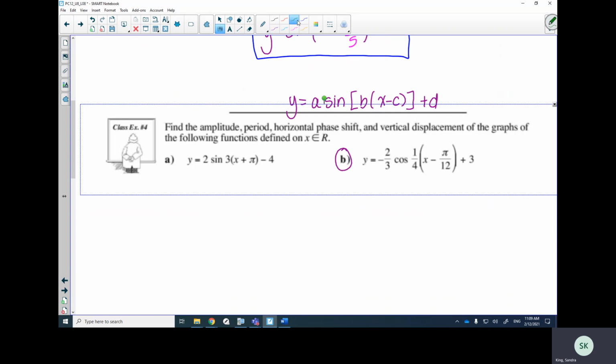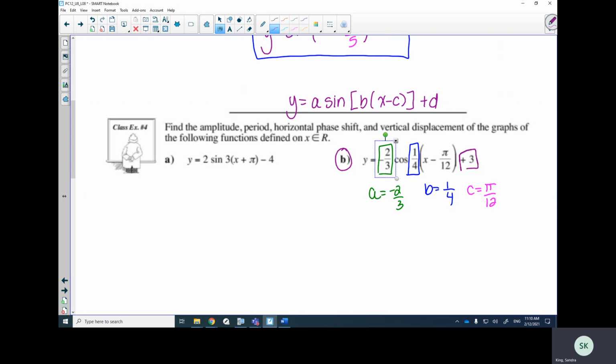And what I would do is, let's write our parameters. So this is my A parameter. A is negative 2/3. This is my B parameter. B is equal to 1/4. Here's my C parameter. Now C is not negative pi over 12, it is pi over 12. It's the opposite. And then here's your D parameter. D is equal to 3.